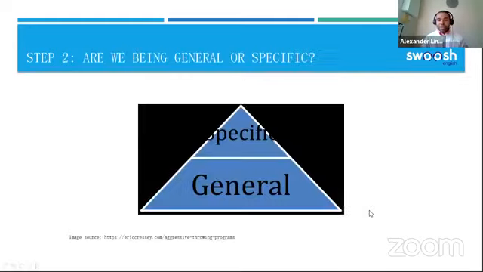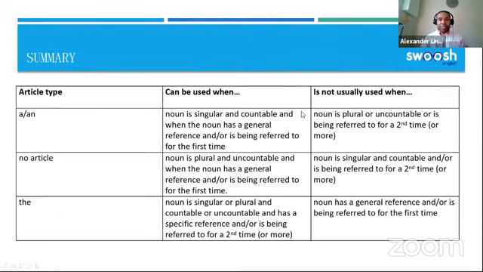So I'm just going to move now to a quick summary, which is going through what I've just said before. So a and an, you can see we can use it when a noun is singular and countable, and when a noun has a general reference and/or is being referred to for the first time. So a staph infection: it's singular, it's countable, you can have one infection, two infections, and it's being referred to for the first time. We cannot use a and an if a noun is plural or uncountable, or is being referred to for the second time, or even more, maybe the third or fourth time.